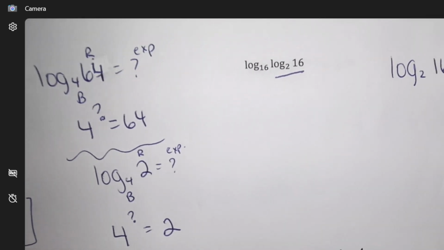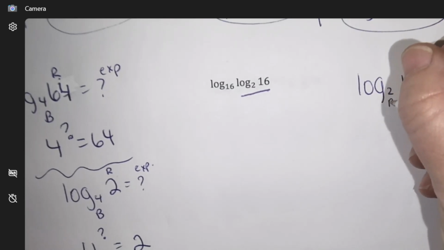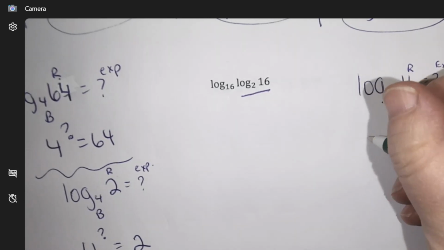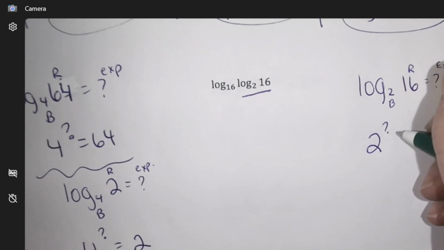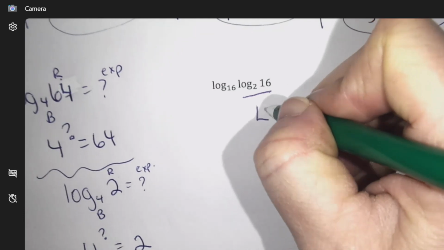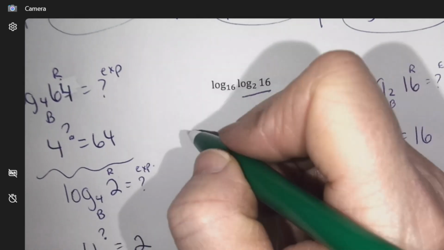Okay, this one you have to start with log base 2 of 16. So here's what my brain is doing. If the base was 2 and the result was 16, I have to think about the exponent. My brain has to do the exponent part, which is 2 times 2 times 2 times 2, right?